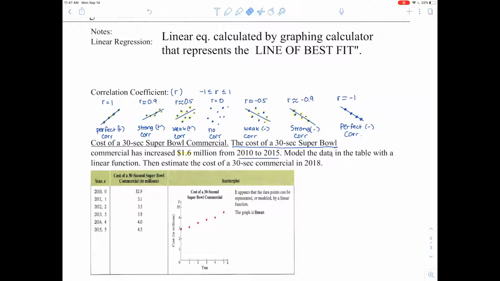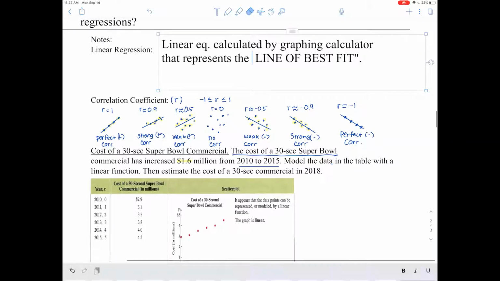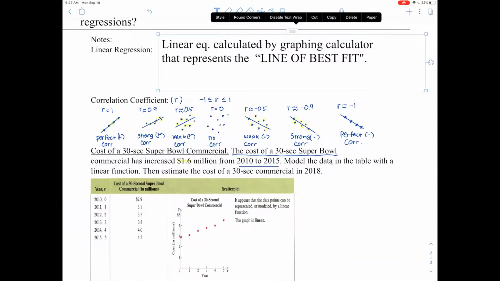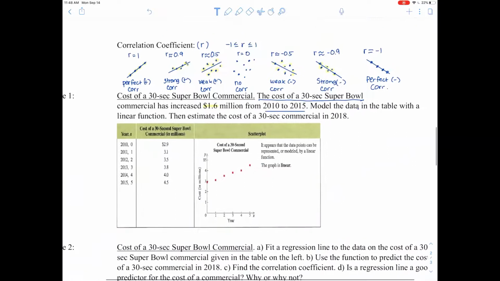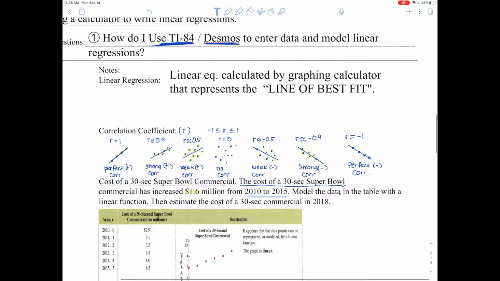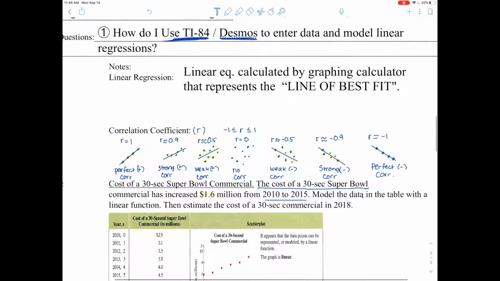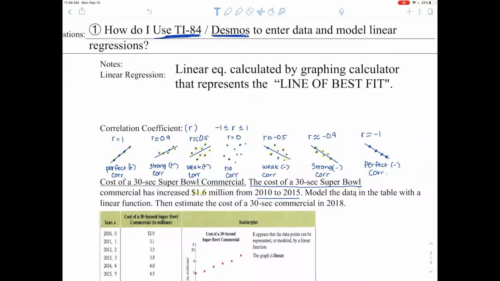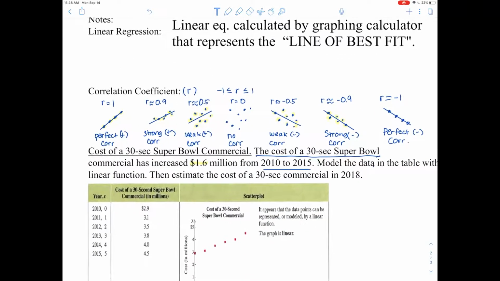So a linear regression is a linear equation calculated by a graphing calculator that represents the line of best fit. And listen, last week we were working on writing equations of lines, right? And then on Friday we were using Google spreadsheets to take some data and fit it on a scatter plot and then write its trend line. So we're going to use a calculator today. All right, so that's what a linear regression is. It's just a linear equation that's calculated by a graphing calculator instead of by you. All right, so let's remember that that's what a linear regression is.